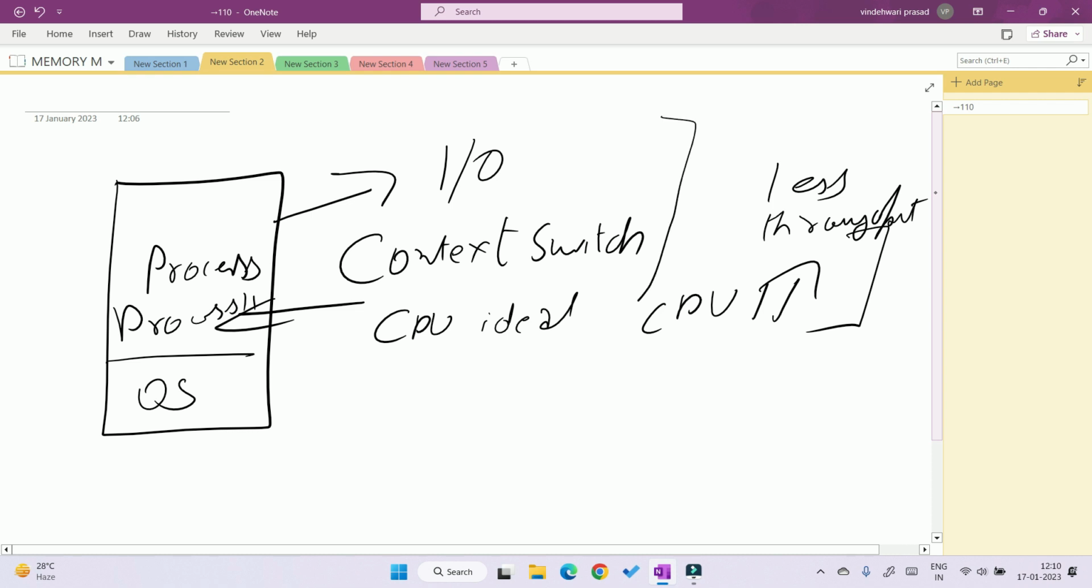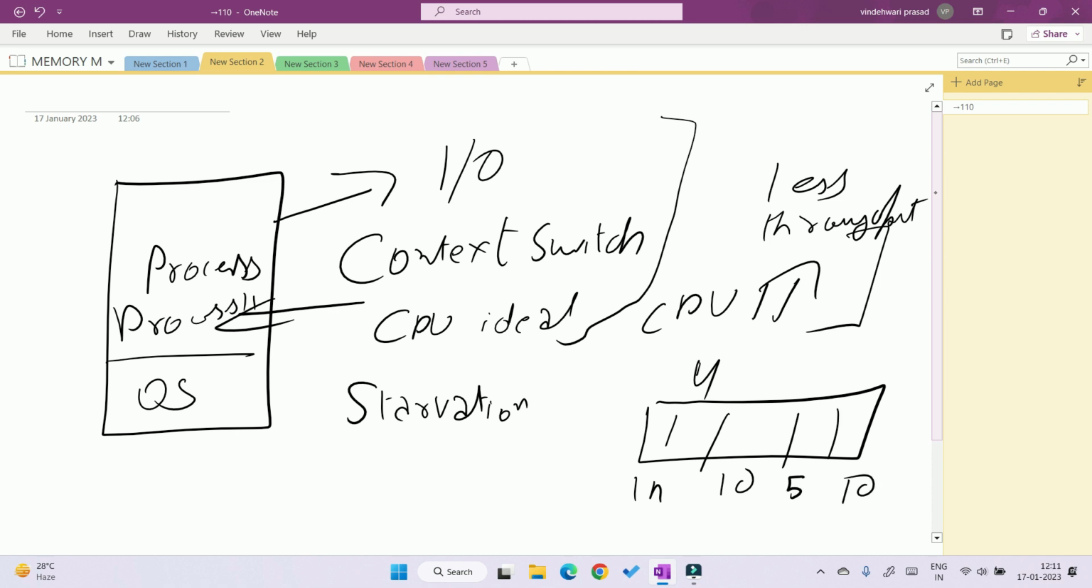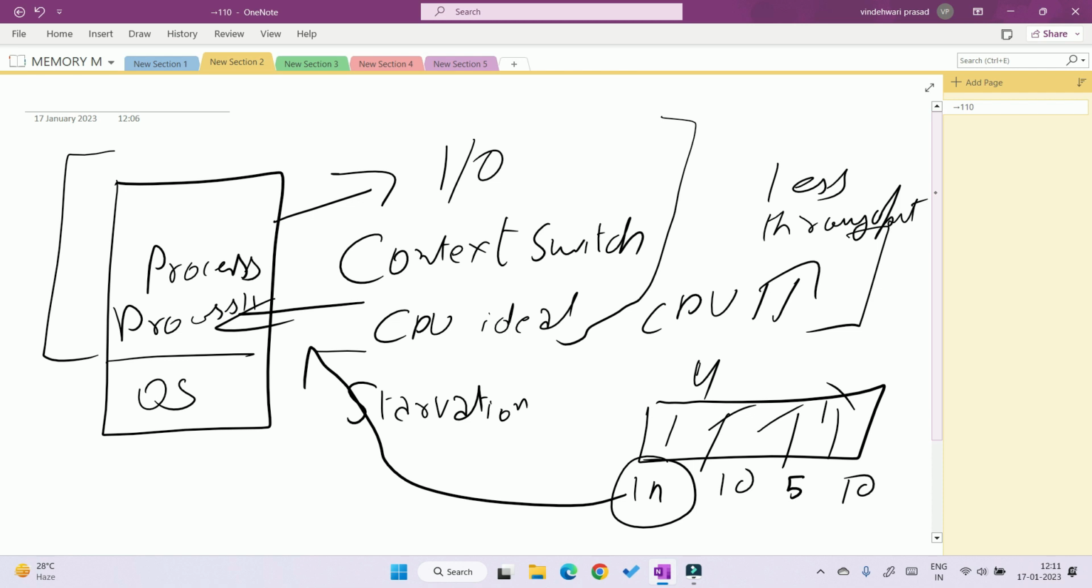This way works, but there is also a problem. That problem is starvation. What is starvation? Basically, if there are 4 processes in a ready queue, the first process is of 1 hour, the second process is of 10 seconds, the third is 5 seconds, the fourth is 10 seconds. If the first process comes and it cannot go without completing the whole process, then all the other processes which are much smaller in time have to wait for 1 hour, because the first process is very big. This is called starvation.